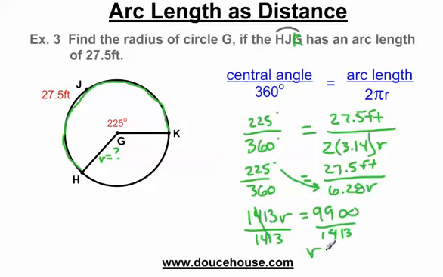Now, if I divide by 1413, the radius ends up being, I get 7. 7.00 is basically 7. This is 7 feet. Can't forget the units here. So I found the radius to be 7 feet.